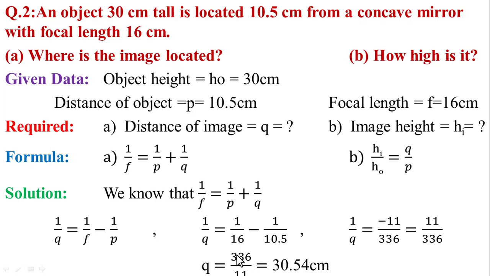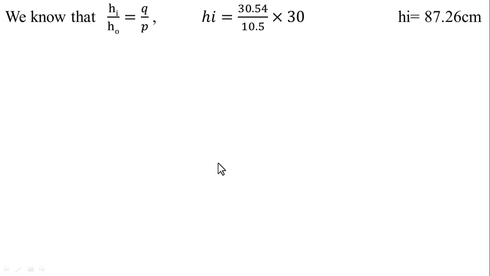Then 336 divided by 11 is equal to 30.54. So the answer for the distance of image q is equal to 30.54. Now for part B, we know that hi over h naught is equal to q over p.